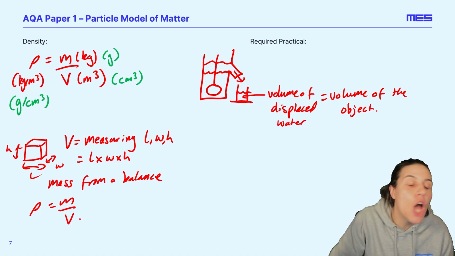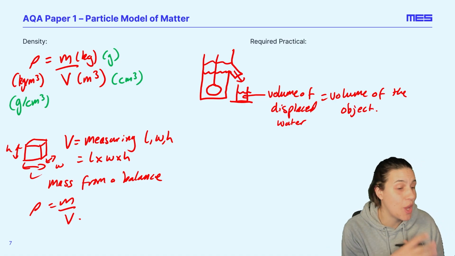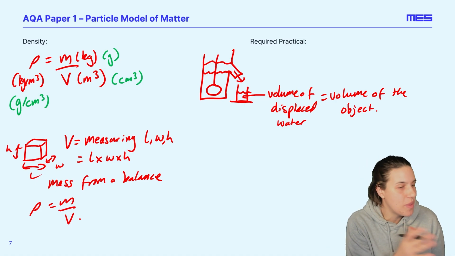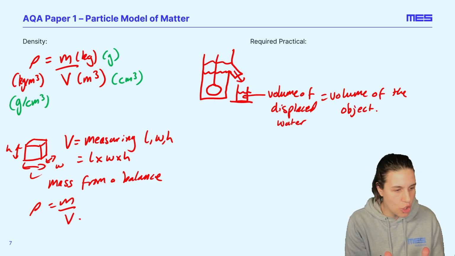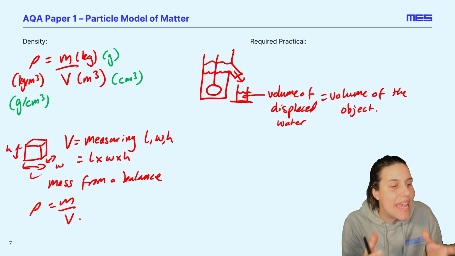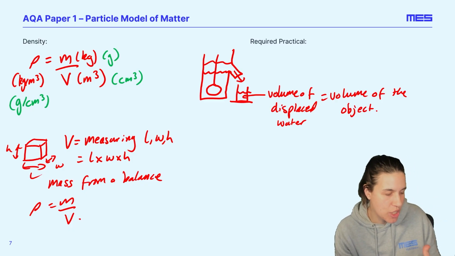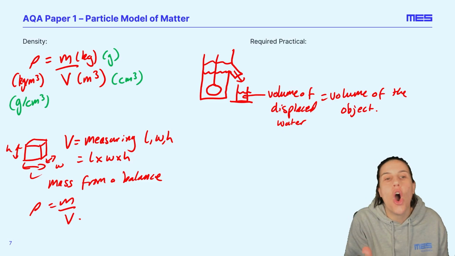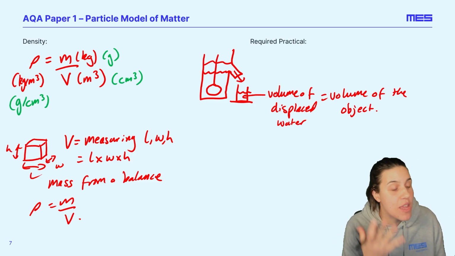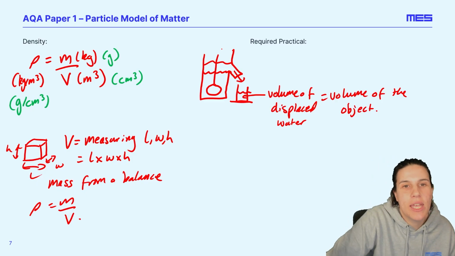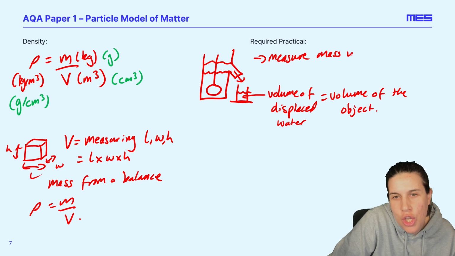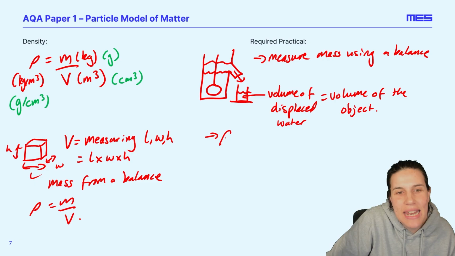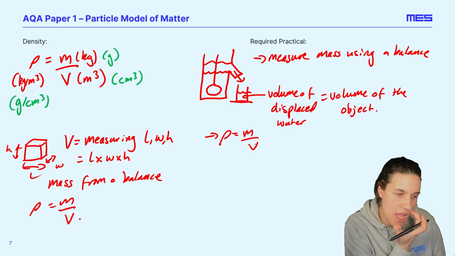Now, I've read hundreds of student responses where they've answered this question really nicely. They've talked about measuring the mass of the stone with a balance. They've talked about the Eureka can, how to set up the water. They've talked about how to collect the water, but then they haven't actually related it to what it is. Why do I care about collecting this water? It's because that gives me the volume of the object. So if this was a stone, that would give me the volume of the stone. Then again, I can measure the mass using a balance, and then I'd use the equation density is equal to mass divided by volume.